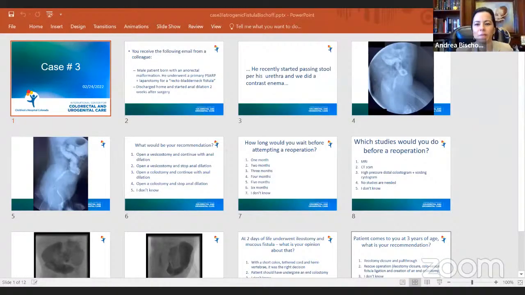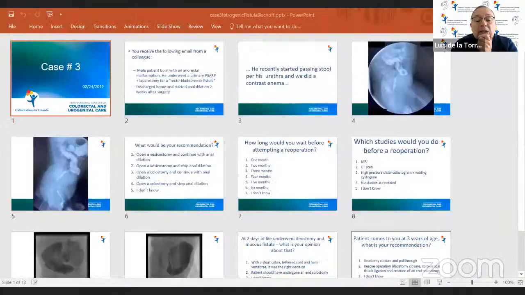Okay, so now we're going to move to the next case. Oops, it's showing case 2 again, 1 second. Let me see if I... There is a question in the Q&A window.